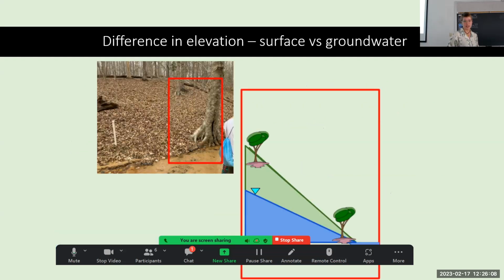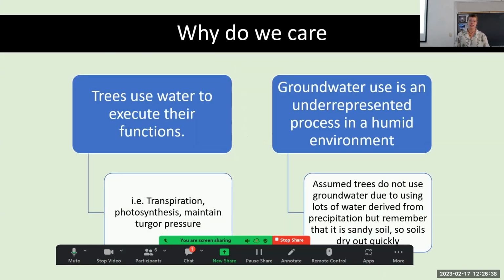Good to take note of that. So we're also going to look at the difference in elevation on the surface versus the water table. So here you can see the tree closest to us in that image. The roots are directly in the stream, so it has direct access to the groundwater, versus up on the hill, it's at a higher elevation, so it is going to be likely above the water table, not using as much groundwater. So why do we care?